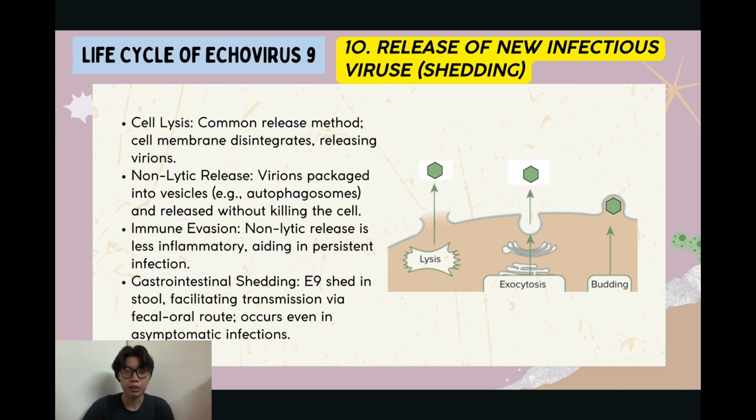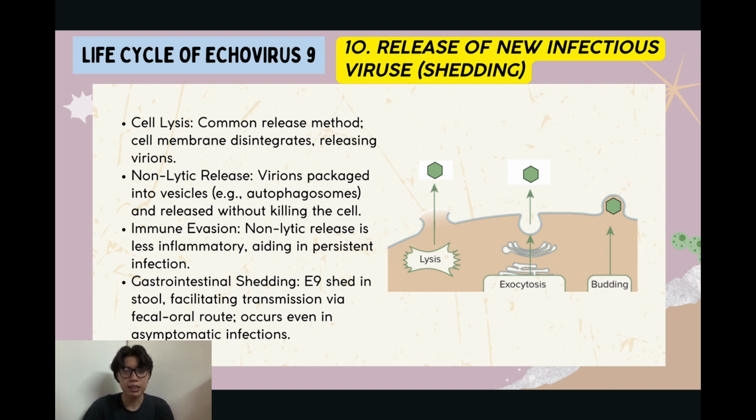For the release of new infectious virus, once the virions have matured, they must be released from the host cell to continue the infection cycle. The most common method for E9 to release new virions is through cell lysis. As the number of virions inside the host cell increases, the cell's machinery becomes overwhelmed, leading to the disintegration of the cell membrane. This cytolytic release causes the host cell to burst, releasing the virions into the extracellular space where they can infect nearby cells. This rapid and destructive method of release is characteristic of the acute phase of E9 infection.